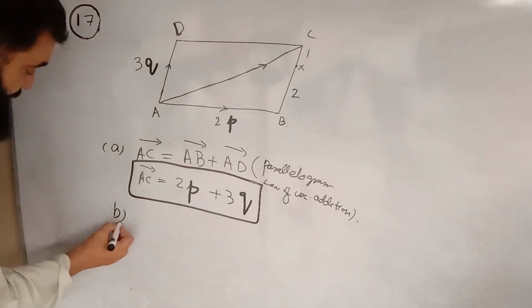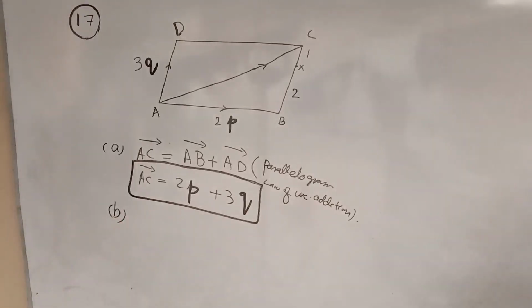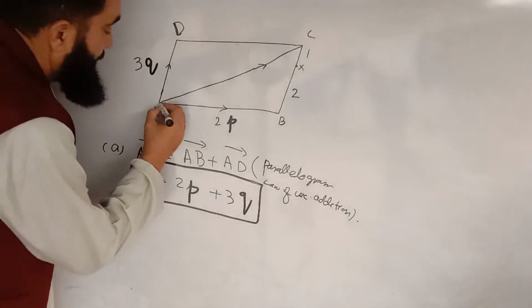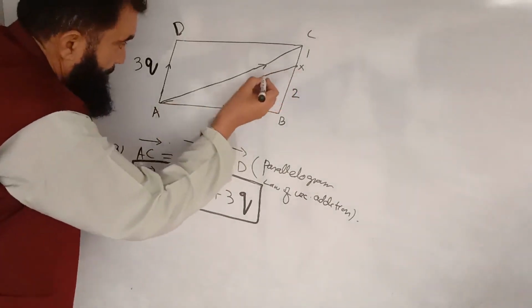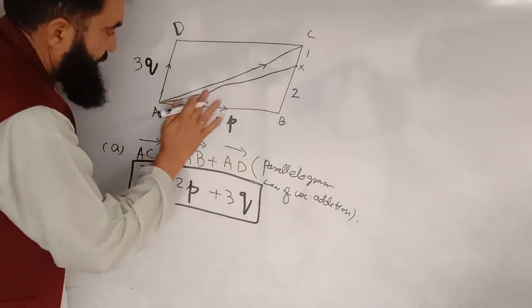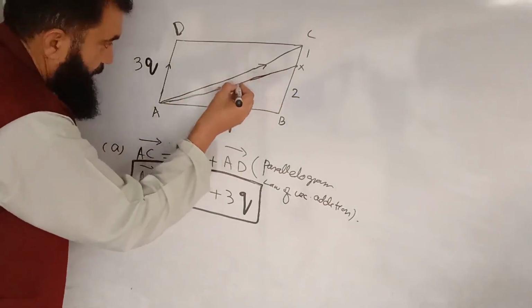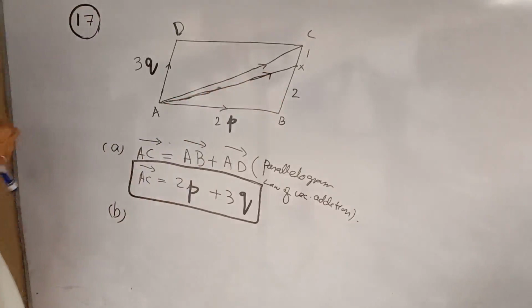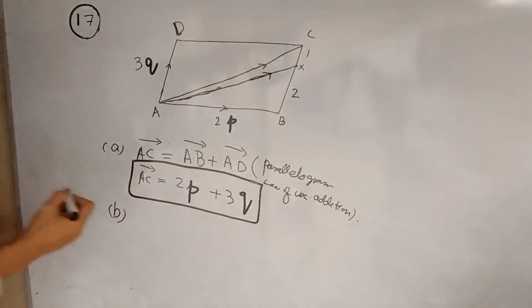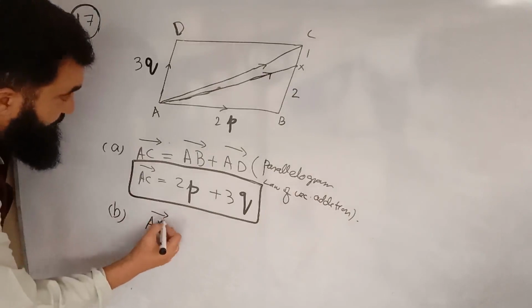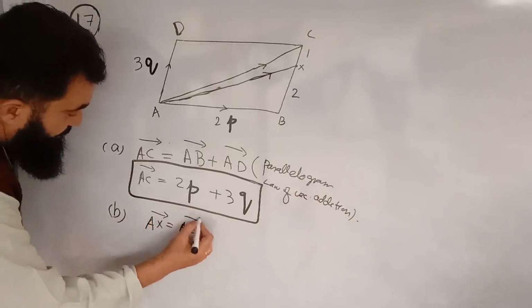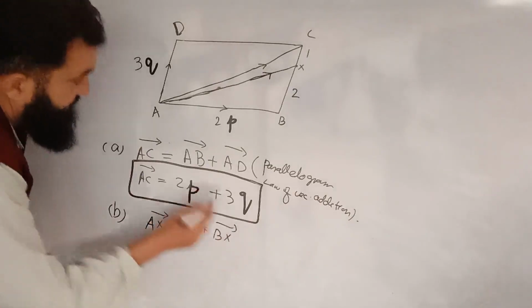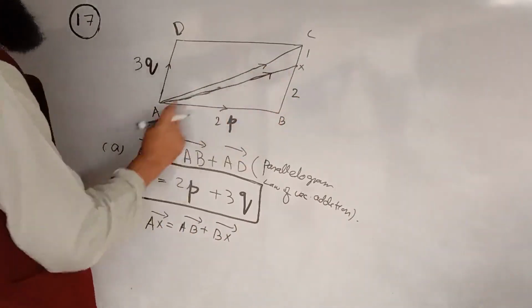B part is to find the vector AX. AX is this vector. This vector is a straight line. Sorry, my drawing is not good, but it is a straight line. We have to find AX. Now again, by vector addition, AX is equal to AB plus BX. It is quite evident by the head to tail rule. AB plus BX is equal to AX.